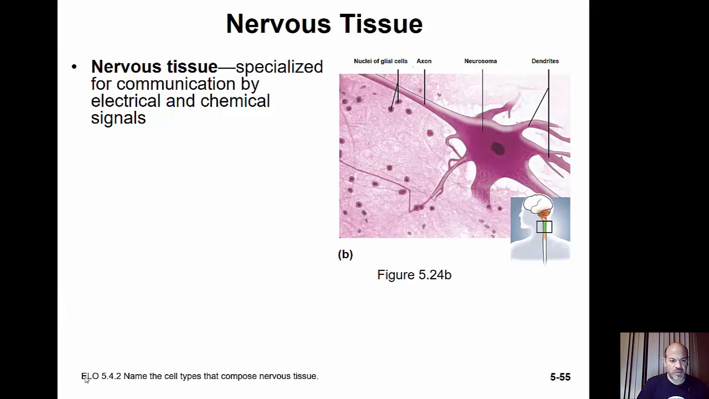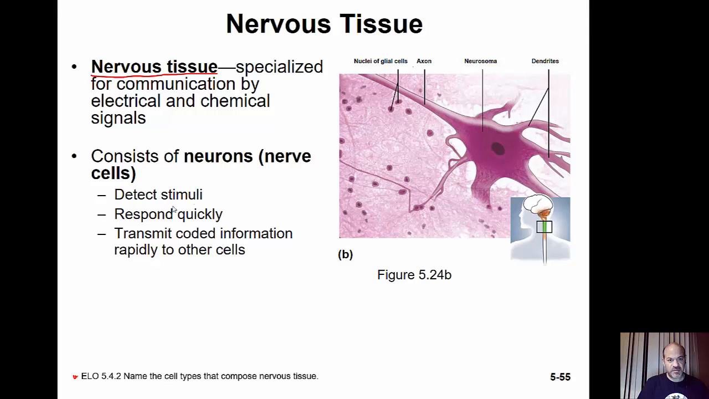So we're now going to look at nervous tissue. Here we're going to name the cell types that compose nervous tissue. And so what is nervous tissue? This is going to be specialized for communication by electrical and chemical signals.